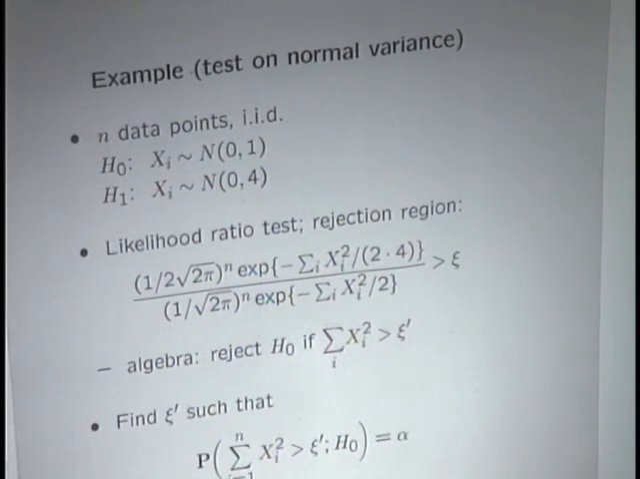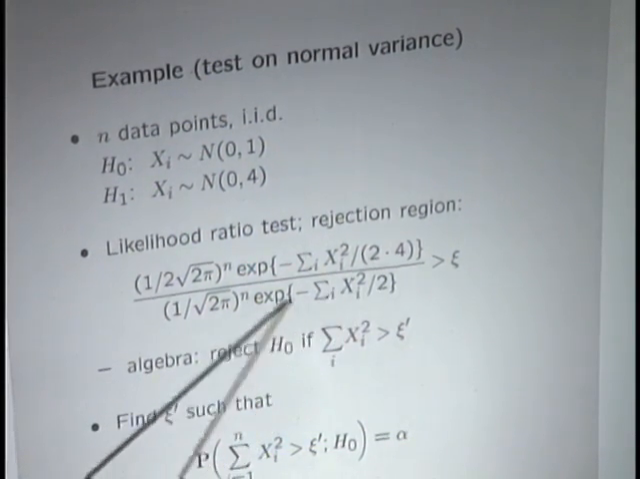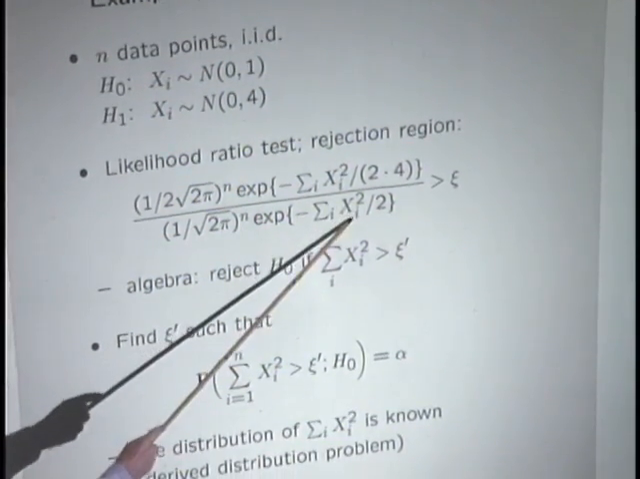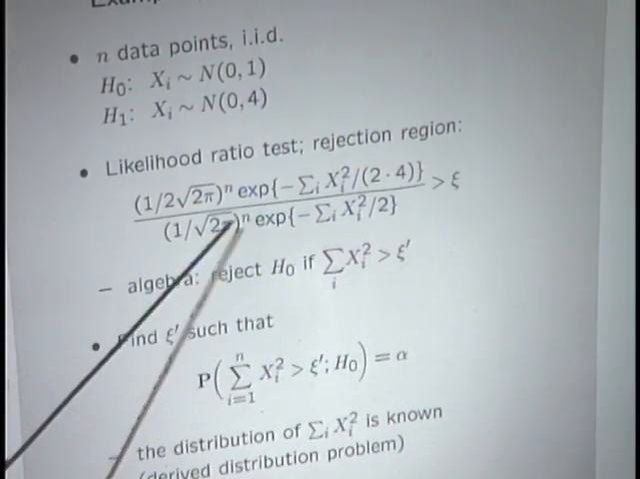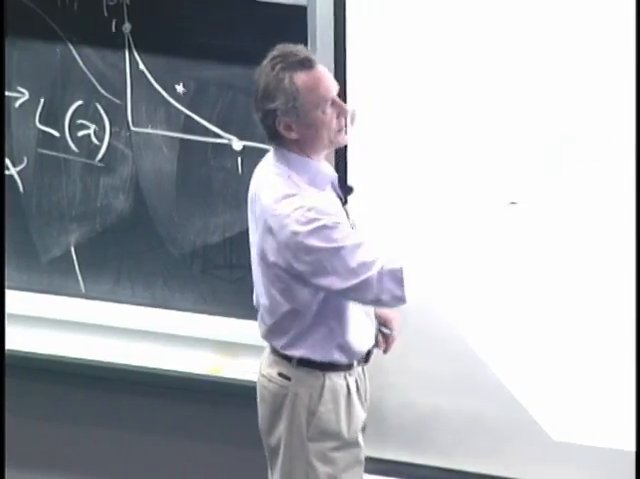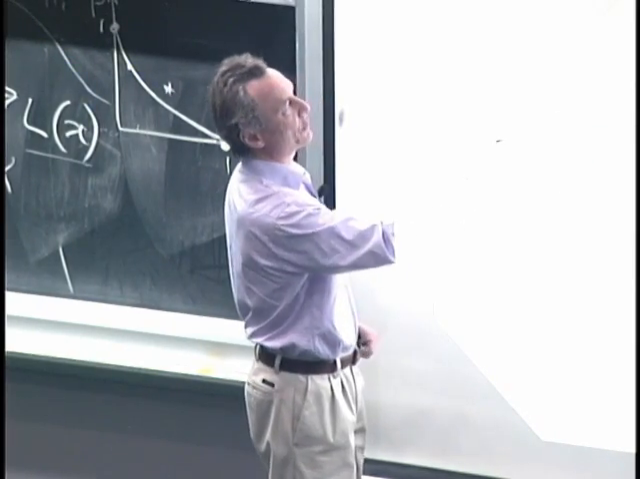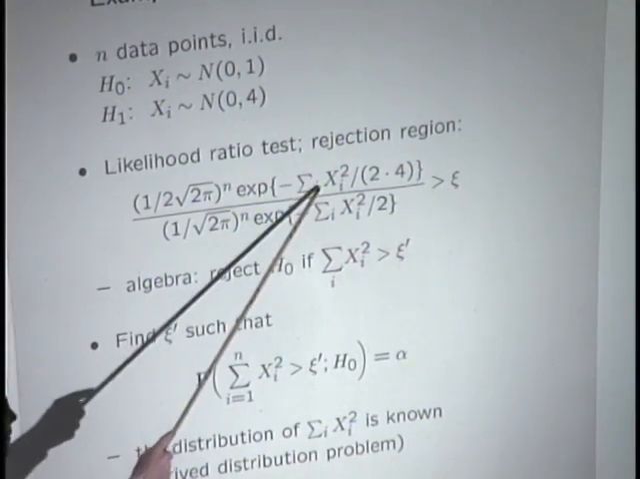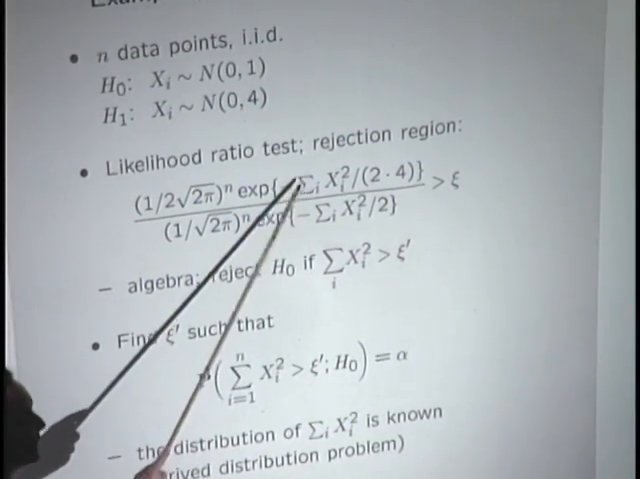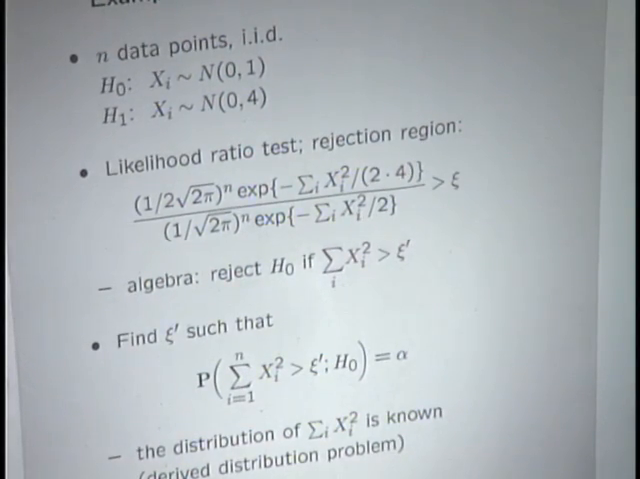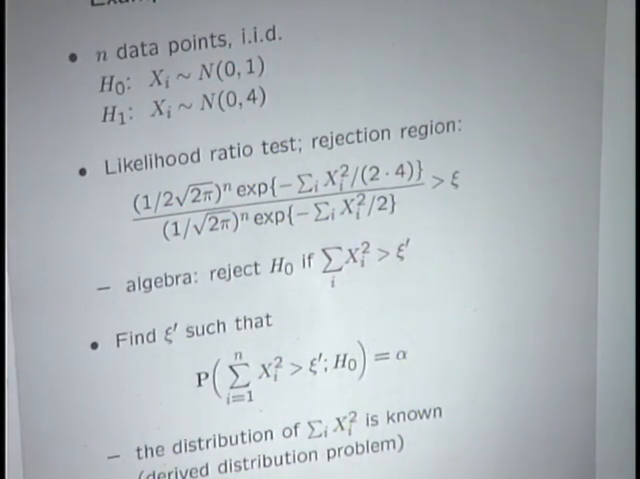So again, the density of an x vector under H0 is this one. It's the product of the densities of each one of the xi's. A product of normal densities gives you a product of exponentials, which is an exponential of a sum. And that's the expression that you get. Under the other hypothesis, the only thing that changes is the variance, and the variance in the normal distribution shows up here in the denominator of the exponent. So you put it there. So this is the general structure of the likelihood ratio test.